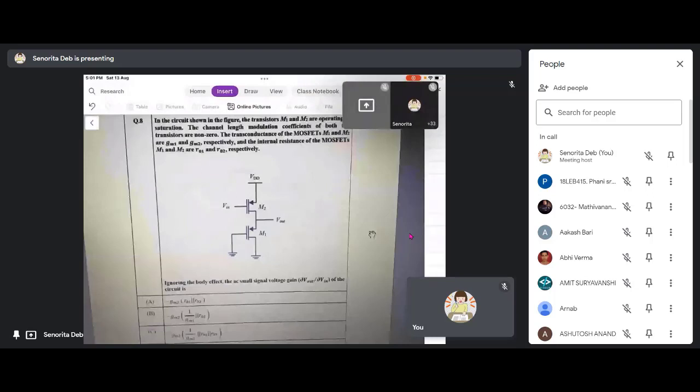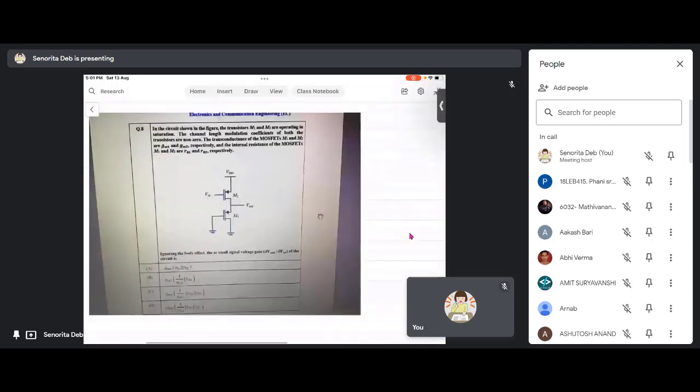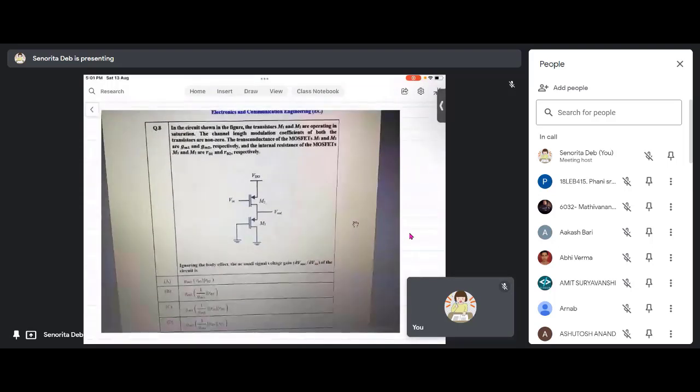So you can see the question here. It's visible, I hope. So first I will just zoom into this.